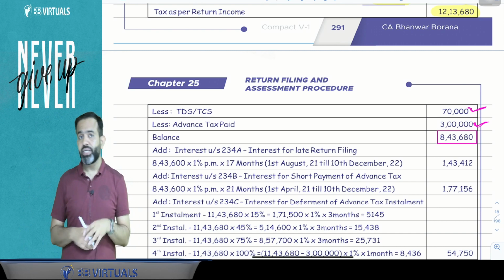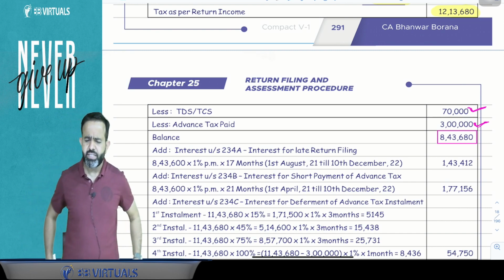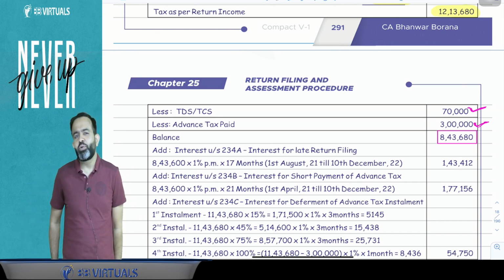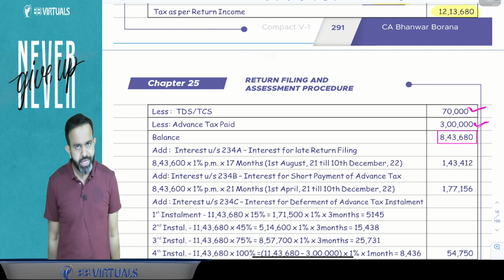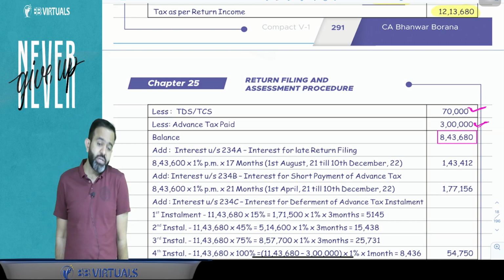But here we will calculate the interest. First is interest under section 234A. Now guys, 234A interest is applicable for late filing of return.